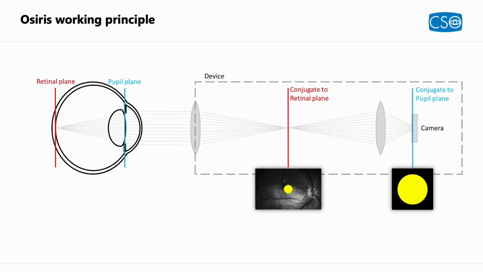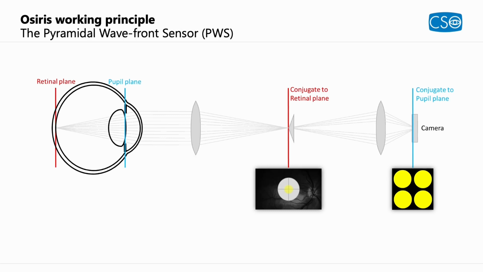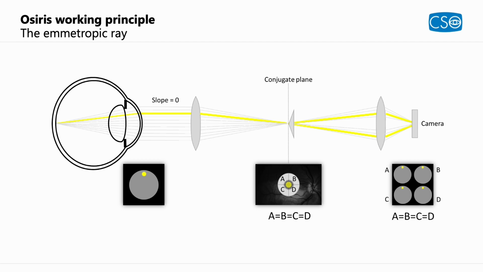The working principle of the OSIRIS considers the retinal plane and the pupil plane. The retinal plane is represented in red and the pupil plane in blue. In this system, you have full illumination of all the quadrants. If you use a pyramidal wavefront sensor, in this case a pyramidal device optic, the light is divided in 4 quadrants that have equivalent weight in terms of light intensity and energy. In the emmetropic eye, the 4 quadrants A, B, C, and D have the same intensity of light.